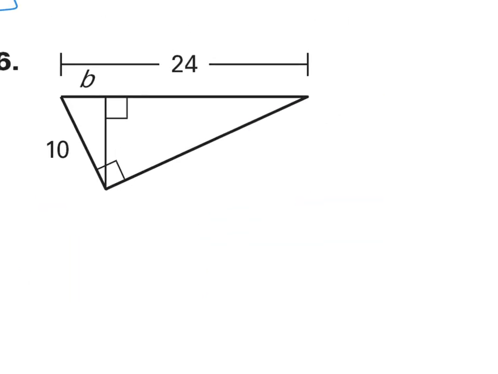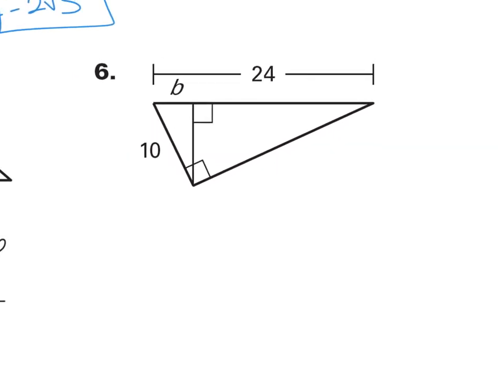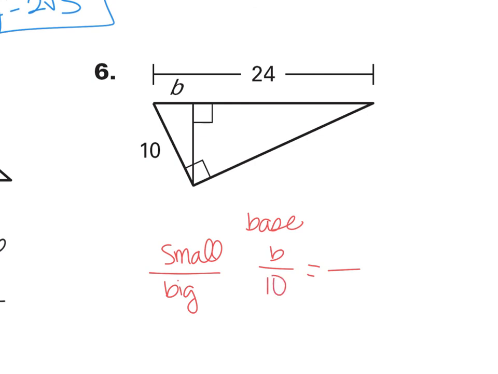All right, last problem. So looks like we are trying to find b, which is the base of the small triangle. B is going to equal, what's the other base they give us? Looks like the base of the big triangle, so it's going to be small over big. So that would be 10.